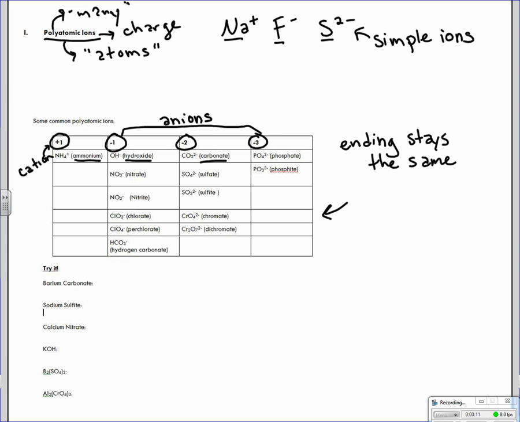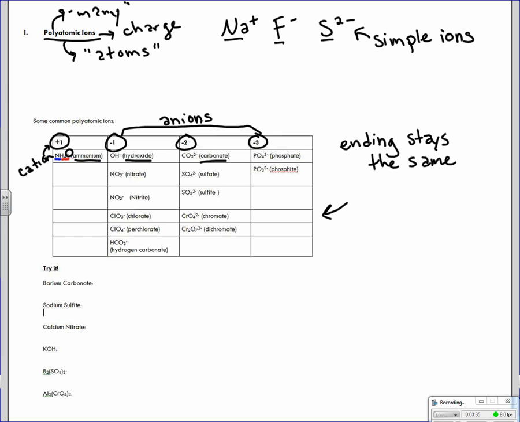Each one is made up, I'm going to switch colors here, each one is made up of several different atoms. Ammonium is made up of nitrogen and hydrogen, one nitrogen atom and 4 hydrogen atoms. The other piece of information that you're given here, switching colors again, is a charge. You're told that ammonium has a +1 charge.